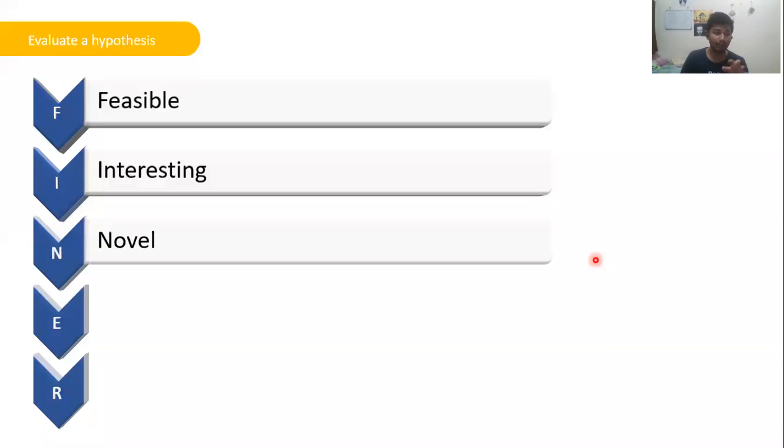The next in the FINER criteria is novel. Your research question has to be something new. There is such a huge amount of research available. You go on the net and just check the results. Billions of papers. There's already a lot of data available. So whatever you're doing, please try that it's something new.